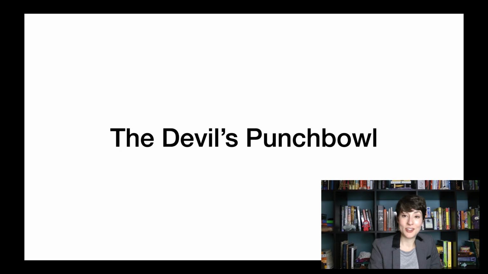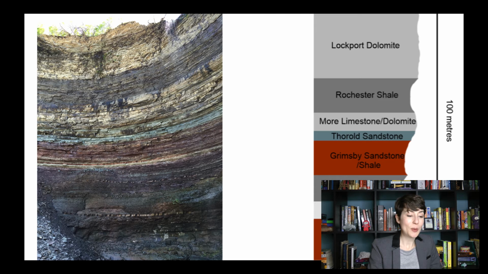Another really interesting feature that we can't visit, but I recommend visiting once it opens up again, is called the Devil's Punch Bowl. It's just off the Red Hill Valley Parkway. The Devil's Punch Bowl is a large carved out region of the ground where you can see beautiful vertical layers of the escarpment. Almost all of them, if you go for a walk, you'll be able to see all the way from Lockport Dolomite down to Queenston Shale.